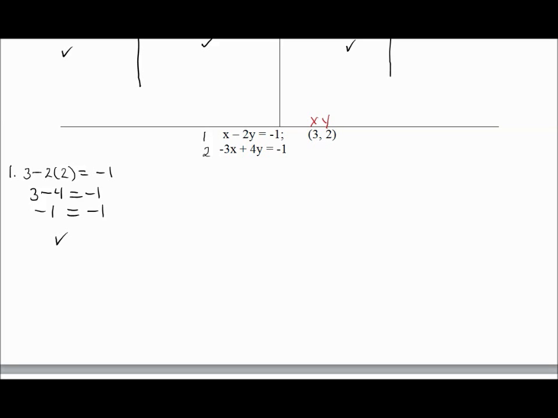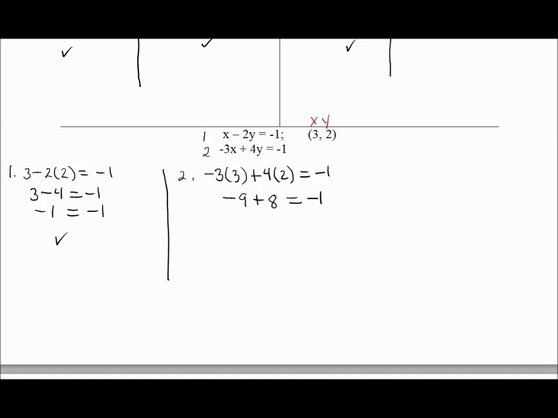Now don't forget, if you check the first one, you have to also check the second equation. It has to make a true statement in both equations. So for my second equation, it becomes negative 3 times 3 plus 4 times 2 should equal negative 1. Negative 3 times 3 is negative 9, and 4 times 2 is 8.